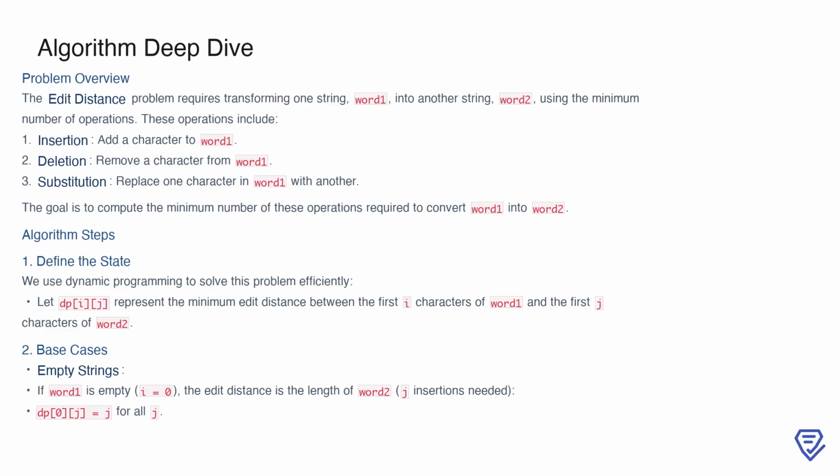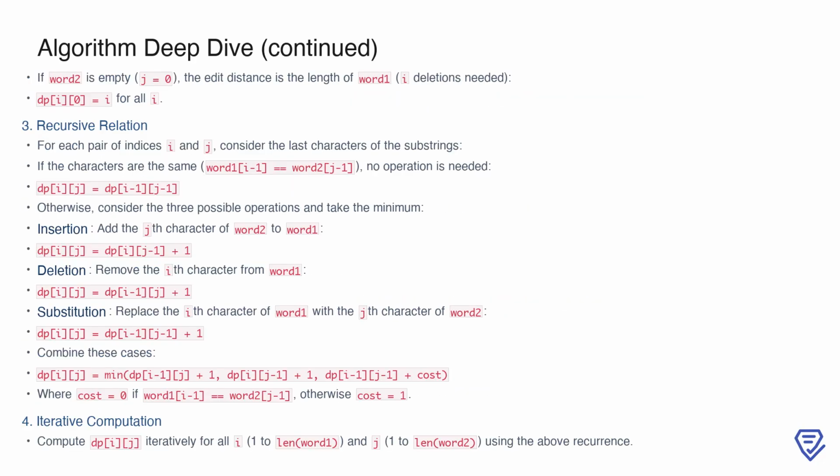We define our state as dp[i][j], which represents the minimum edit distance between the first i characters of word1 and the first j characters of word2. Now, for the base cases, if word1 is empty, meaning i equals 0, then the edit distance is simply the length of word2, as we would need to insert all j characters of word2 into word1. This is represented as dp[0][j] equals j for all j. If word2 is empty, meaning j equals 0, the edit distance would be the length of word1, as we would need to delete all i characters of word1. This is represented as dp[i][0] equals i for all i.